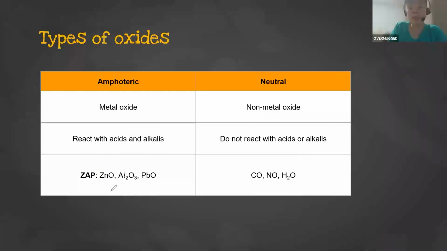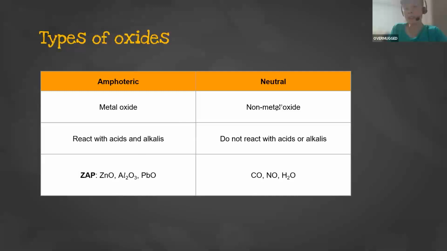Okay, so someone asks, how do I identify whether it's a metal oxide or non-metal oxide? This is the oxide, right? So what is it paired with? Paired with zinc. Zinc is a metal, so metal oxide. Aluminium is also a metal, lead is also a metal. What about the opposite?